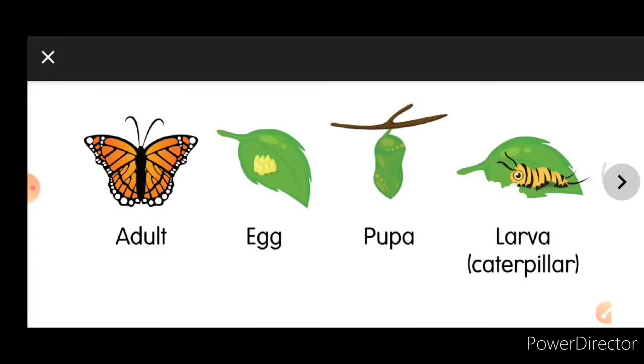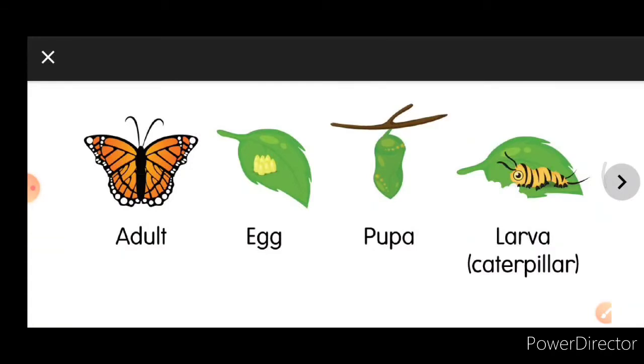So now you can see in this picture four different pictures are there. The first stage is the egg stage of the butterfly. You can see on the leaf small six or seven yellow dots. So here the butterfly is in the first stage, that is the egg stage. After egg, then the second stage is larva, or the caterpillar.